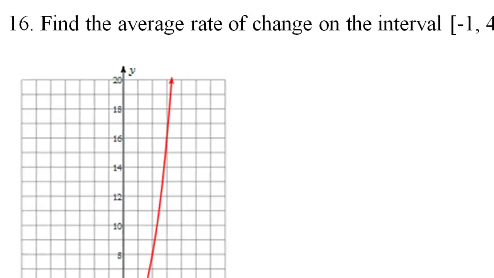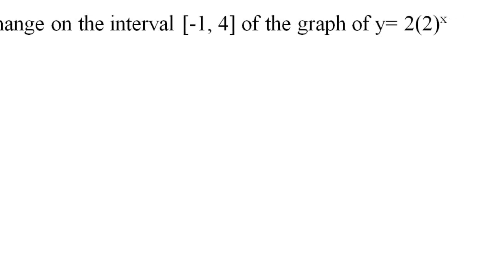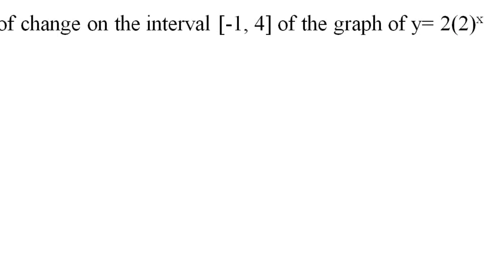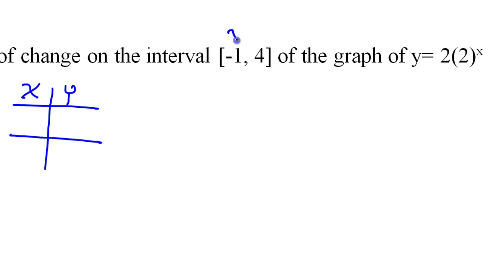Alright, for number 16, we need to find the average rate of change over this interval. Whatever. Rate of change is the slope. So let's deal with that reality. Since we are really looking for the slope, it would be useful to have a table of values. Just a little one. When they give us an interval, they are giving us x values. So that's -1 and this is 4. These are x values. So we just need to know the y values that go with them.